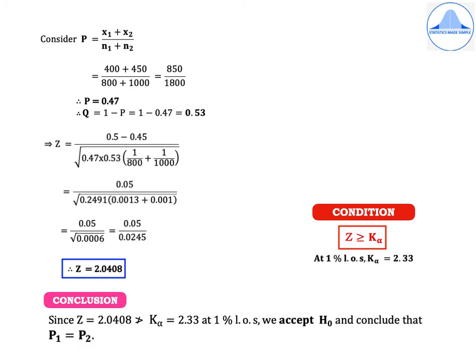Now let's recollect that this test is a right tail test, and the condition which we use for a right tail test is we have to check if z is greater than or equal to k alpha, and if it is greater we will reject H naught, otherwise we will accept H naught. So we know that at 1% level of significance k alpha is 2.33. So conclusion, since z is 2.0408, is not greater than k alpha equal to 2.33 at 1% level of significance, we accept H naught and conclude that capital P1 is equal to capital P2.